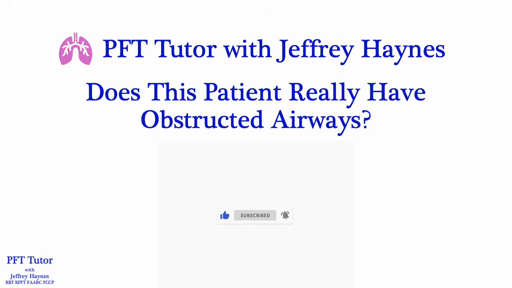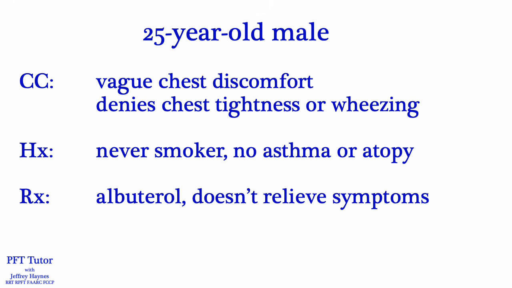In this video, we'll review a case of an asymptomatic patient who appears to have obstructed airways, or maybe not. This patient is a 25-year-old male. He complains of vague chest discomfort, but denies any chest tightness or wheezing. He's never smoked cigarettes. He does not have asthma or atopy. He was prescribed albuterol, but it doesn't relieve his symptoms.